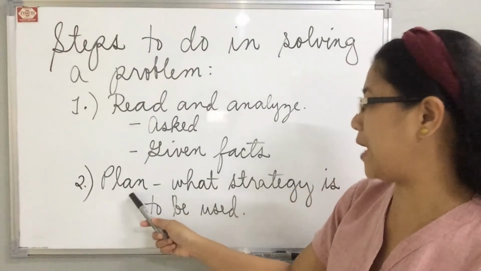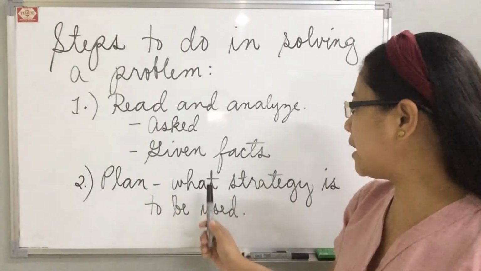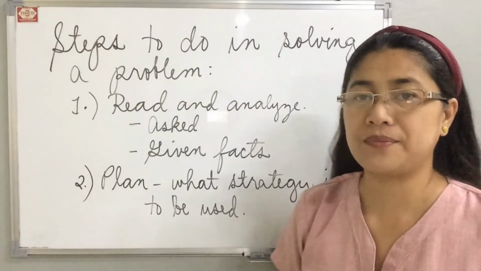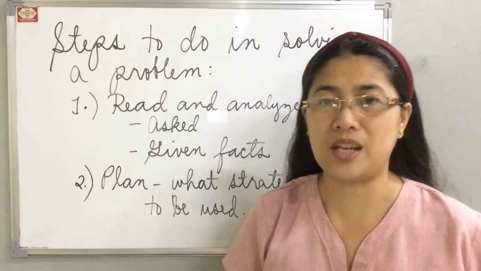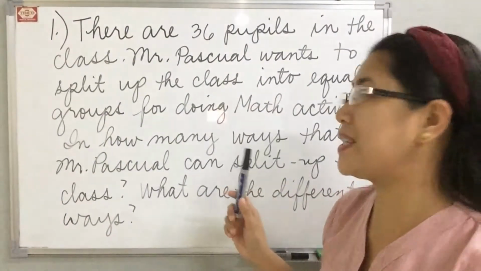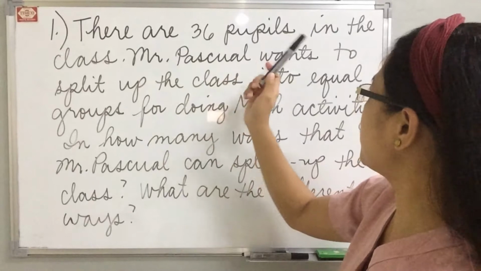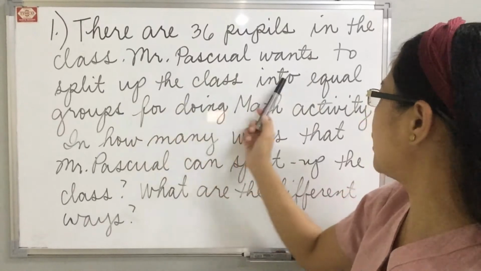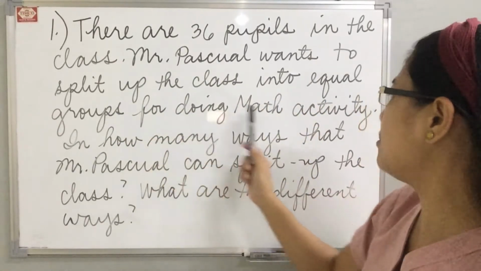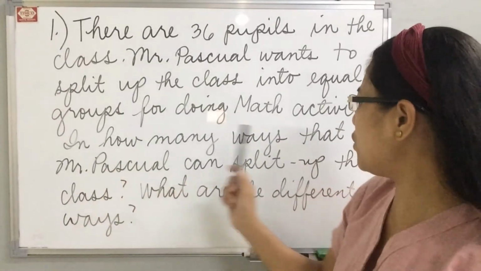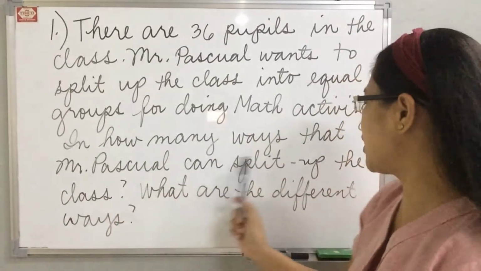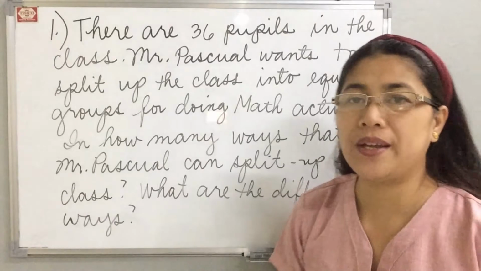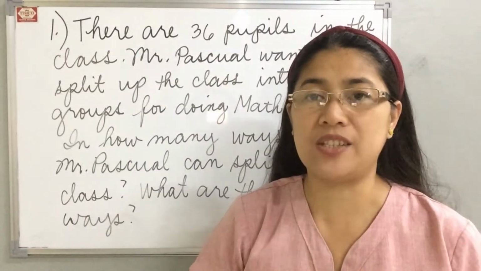When we say plan or planning on how to solve the problem, it involves what strategy is to be used. Okay? So let's have the first example. The first problem is there are 36 pupils in the class, and Mr. Pascual wants to split up the class into equal groups for doing math activity. In how many ways can Mr. Pascual split up the class? And what are the different ways? So, there are two questions here that we need to answer.